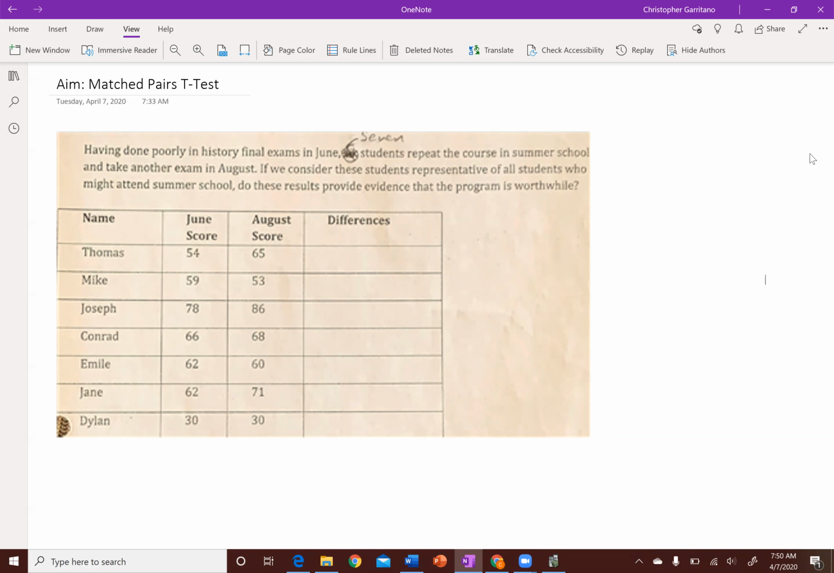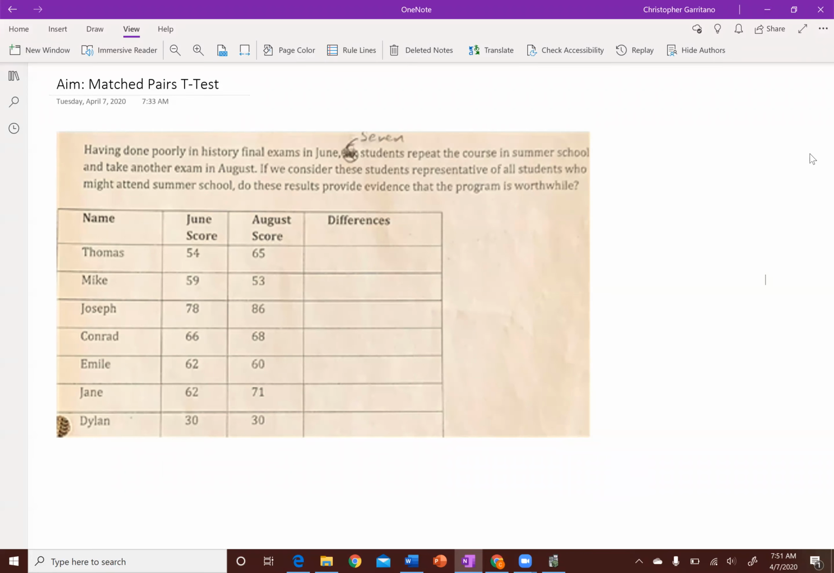And we're going to introduce the matched pairs t-test by trying to solve this problem. So I'll read the situation. Having done poorly in history final exams in June, 7 students repeat the course in summer school and take another exam in August. If we consider these students representative of all students who might attend summer school, do these results provide evidence that the program is worthwhile?